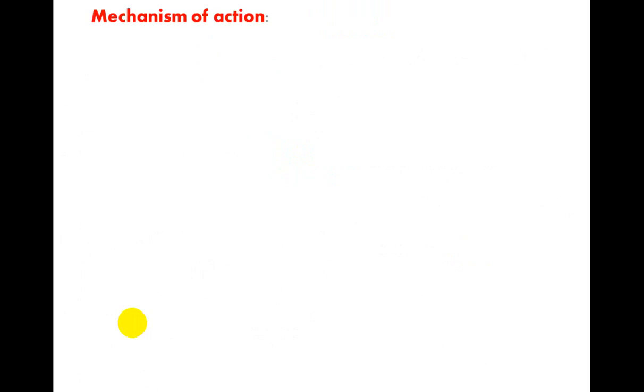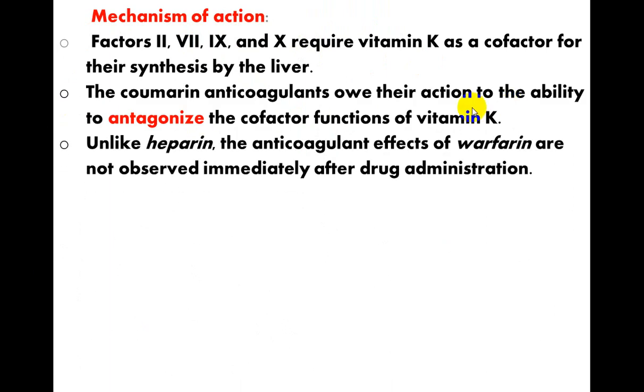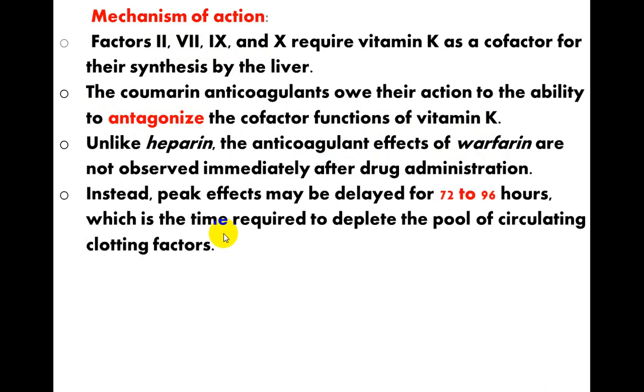Mechanism of action. As I said, it antagonizes the vitamin K dependent cofactors, factor 2, factor 7, factor 9, and factor 10. So the coumarin anticoagulants act through the ability to antagonize the cofactor function of vitamin K, and those factors are 2, 7, 9, and 10. Unlike heparin, the anticoagulant effect of warfarin is not observed immediately after drug administration. So, peak effect may be delayed for 72 to 96 hours, which is the time required to deplete the pool of circulating clotting factors.